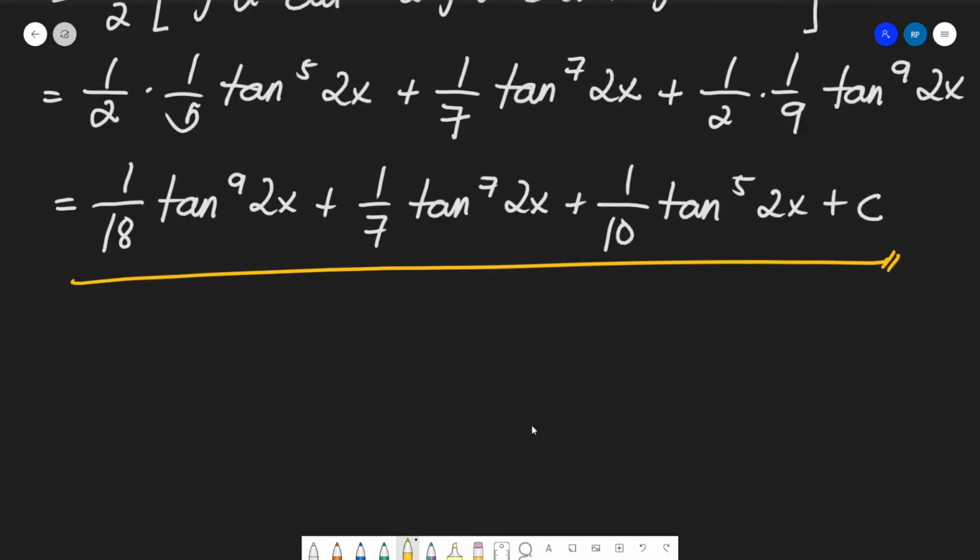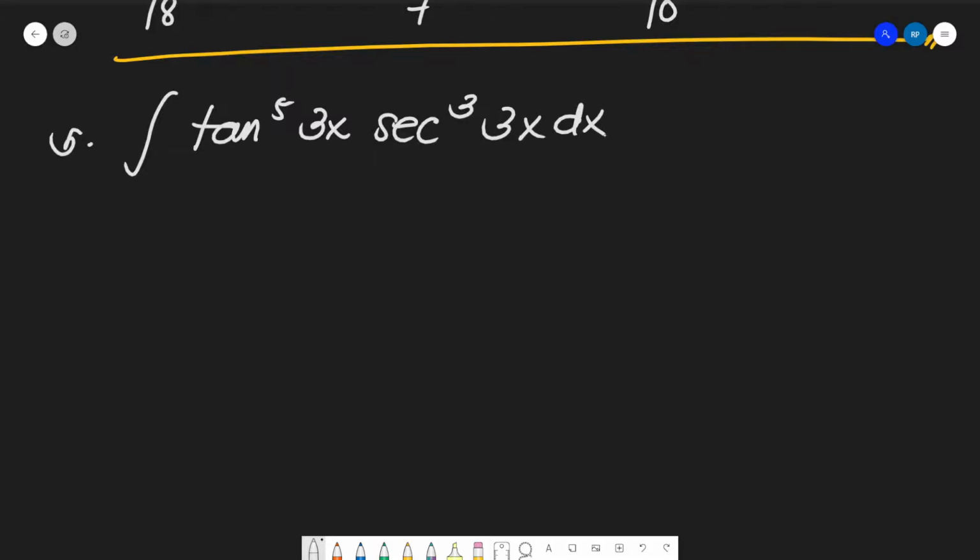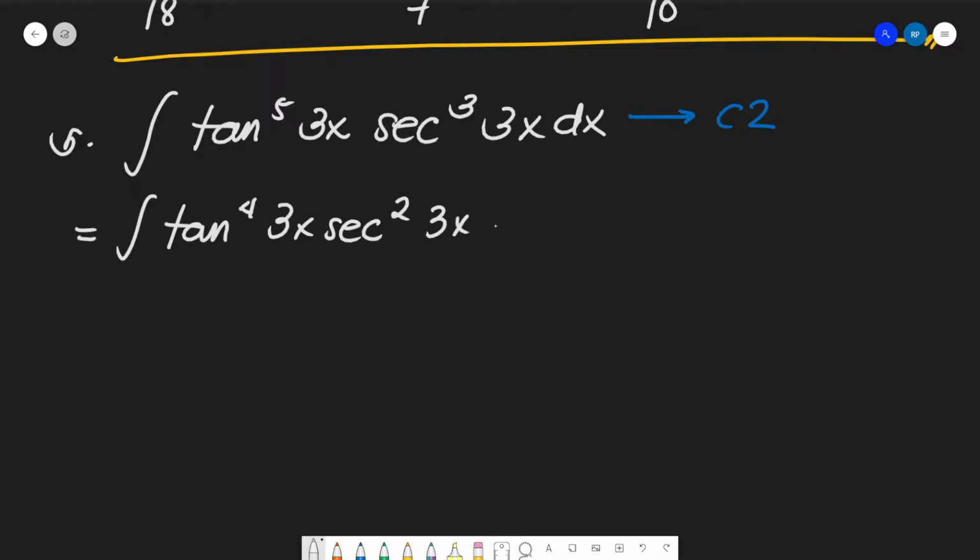So, last example. We have here the integral of tangent to the fifth 3x secant cube 3x dx. So, obviously, hindi even yung n. So, meron tayong secant. So, case number 2. Mabilis natin actually na deduce to. So, we will have tangent to the fourth 3x secant squared 3x secant 3x tangent 3x dx.